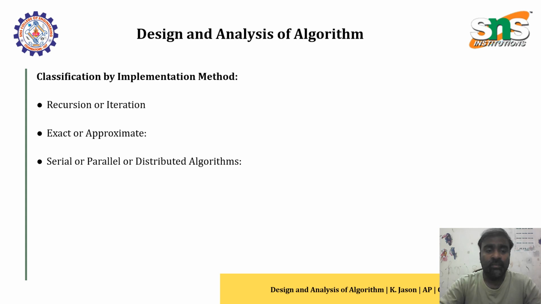Next, classification by implementation method. In the previous slide we went through the classification of algorithms. One of the classifications is implementation method. Here we go through what the implementation methods are. One is recursion and iteration, exact or approximate, serial or parallel or distributed algorithm. You already know what recursion and iteration are, exact and approximate, and serial, parallel, and distributed systems.